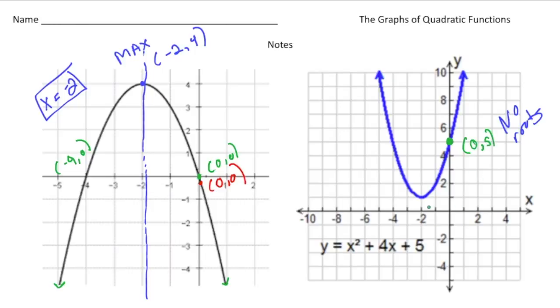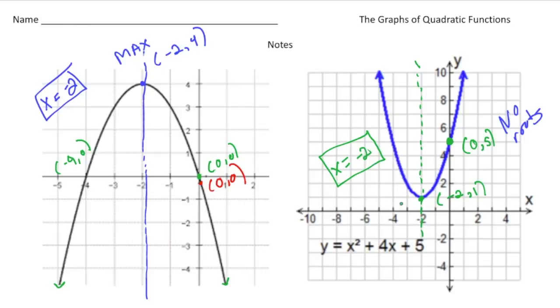Now this one, we're going to have a min again, right? And the min is right at that point right there. So that location is -2 and 1. And then our line of symmetry is going to be right here. And that location is x equals -2. Alright, so now you understand the key parts of a quadratic function when it's graphed.